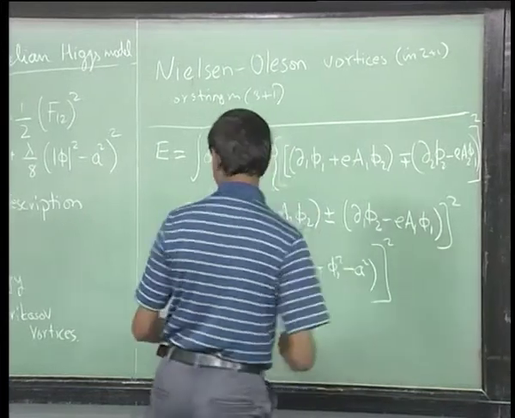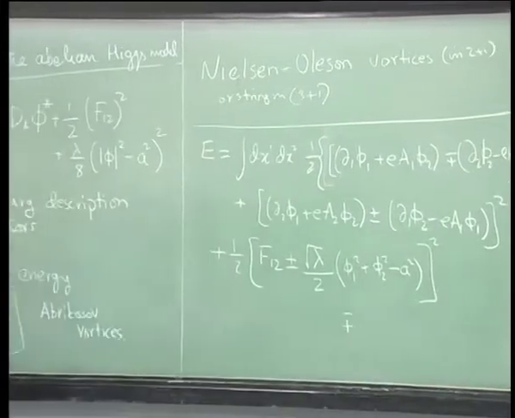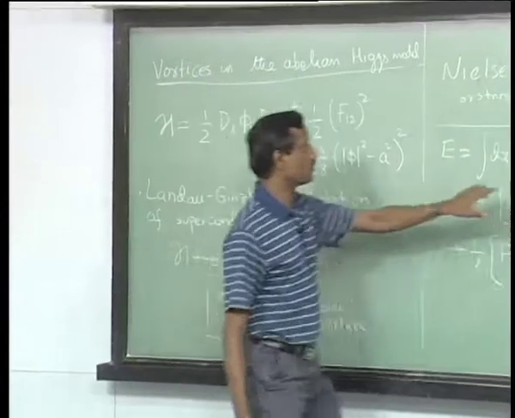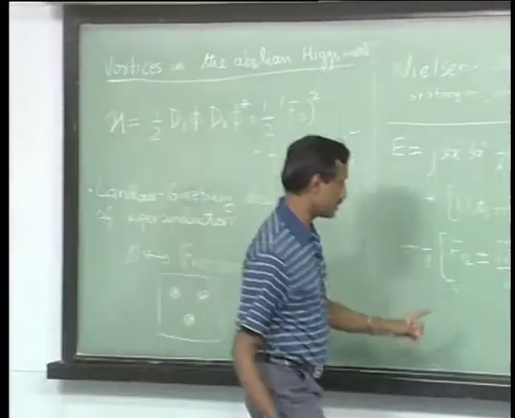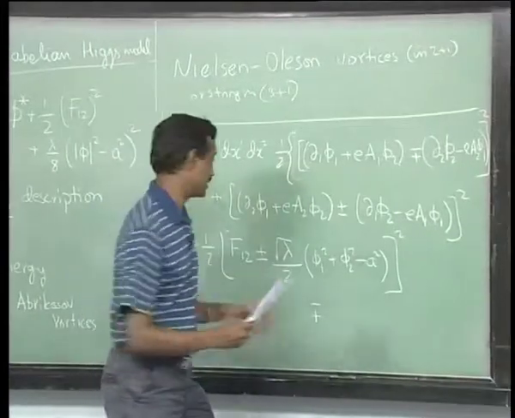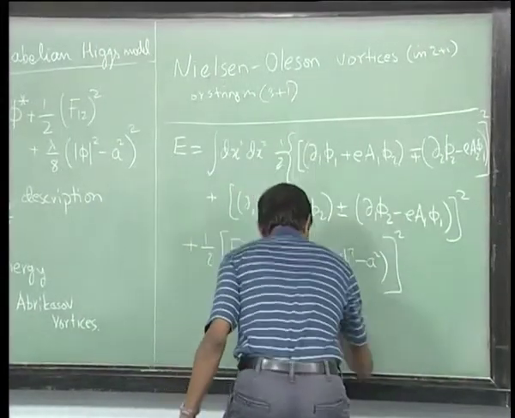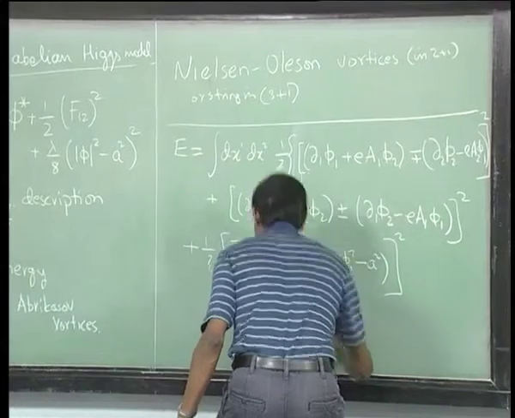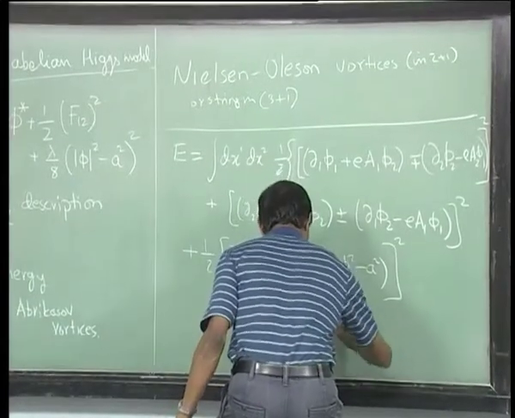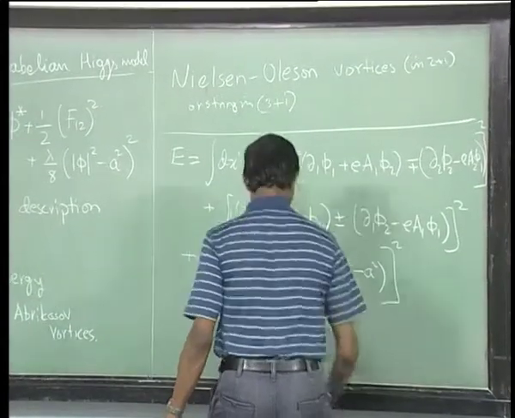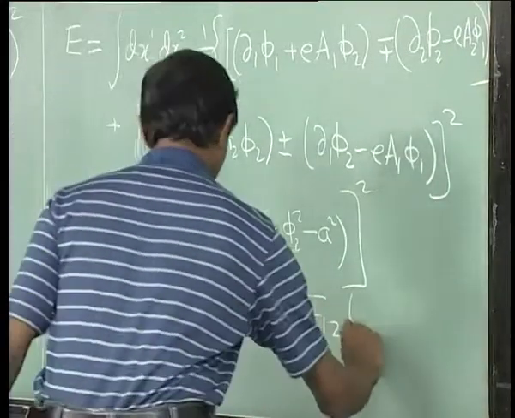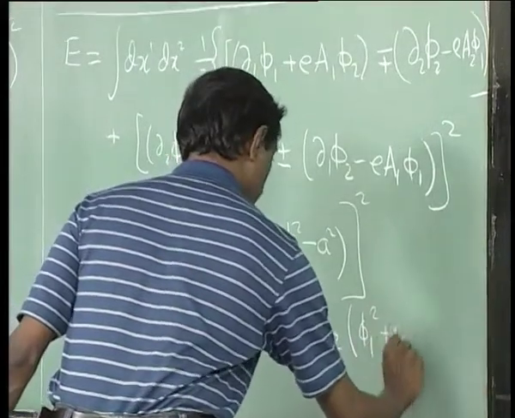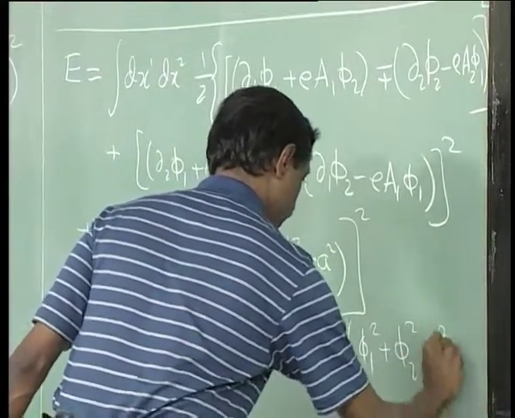Now actually it is a little bit more involved, because I am wrong in saying that these terms only come from here. Let me write this and then you will understand what I am saying. So, that would be 2 times this, so root lambda into F12 into phi 1 square plus phi 2 square minus a square.